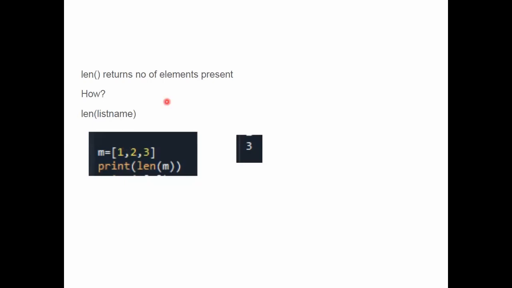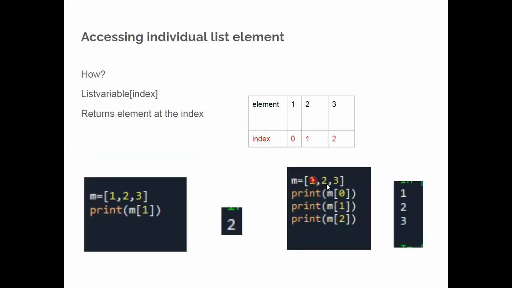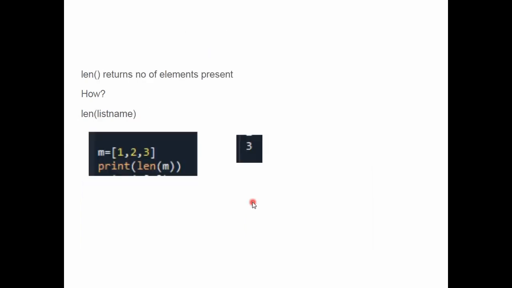Now, in order to access all the elements of the list, the shortcut method is by using the for loop. Otherwise, as there are 3 elements, we have to write 3 print statements. If there are 10, we have to write 10 print statements. If there are 1000 elements, we have to write 1000 print statements. So instead of doing that, we use the shortcut method, which is displaying or accessing the list elements by using the for loop.